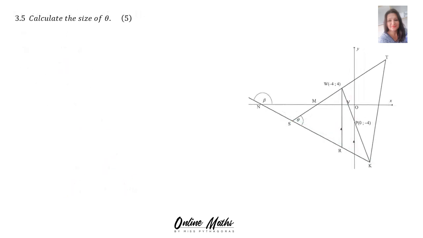3.5. Calculate the size of theta. Now, there's a process going on here. Let's start. First of all, it's important to realize that we can find the size of beta up there. But in order for us to do that, we will look at SK's equation. SK's equation was given 5y plus 2x plus 60 is equal to 0. And then when we get that one in standard form, that means I took everything across to the right hand side and I divided by 5.